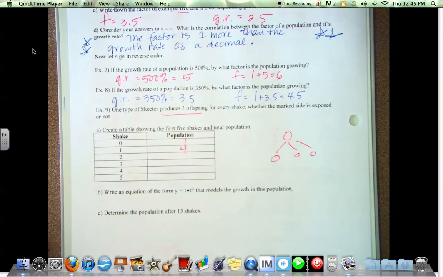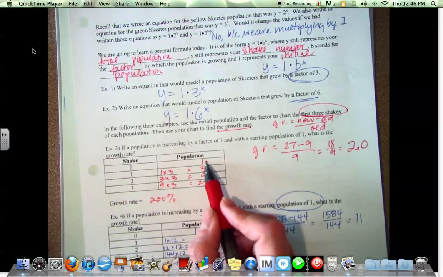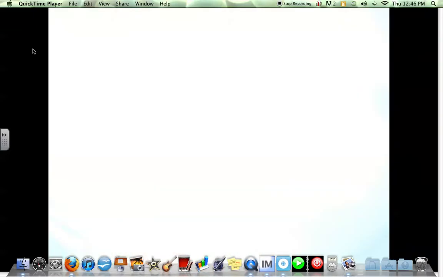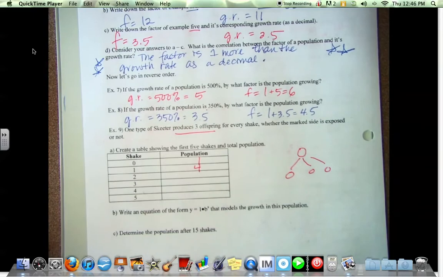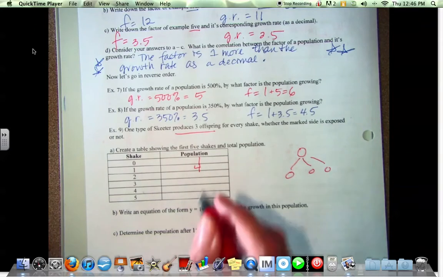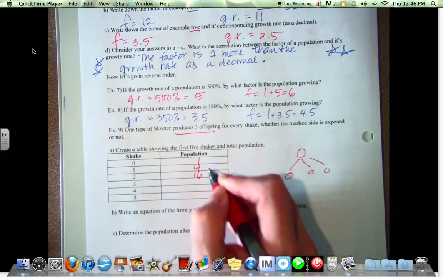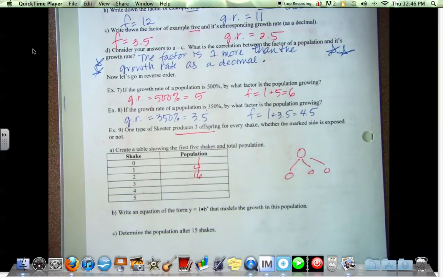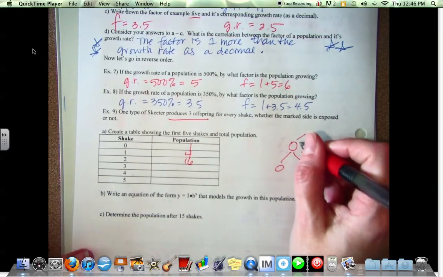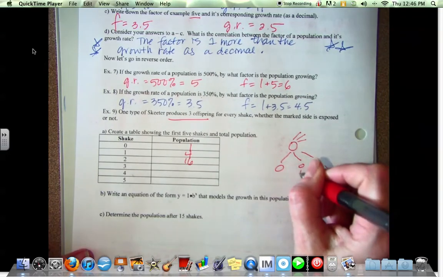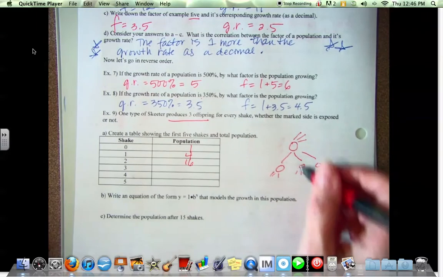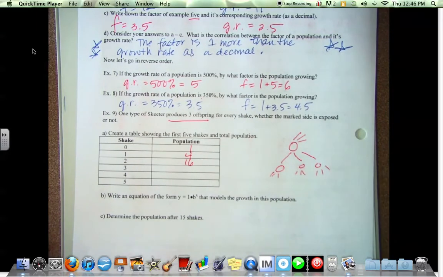So that means my factor is 4. Because remember, this was a factor of 3, so 1 times 3 gave us 3. This one, we have a total population of 4. That means our factor is 4. So at shake 2, how many would we have? Factor of 4. We're multiplying by 4, because remember, each one of these produces 3. So then that gives us 4, 16, and so on.